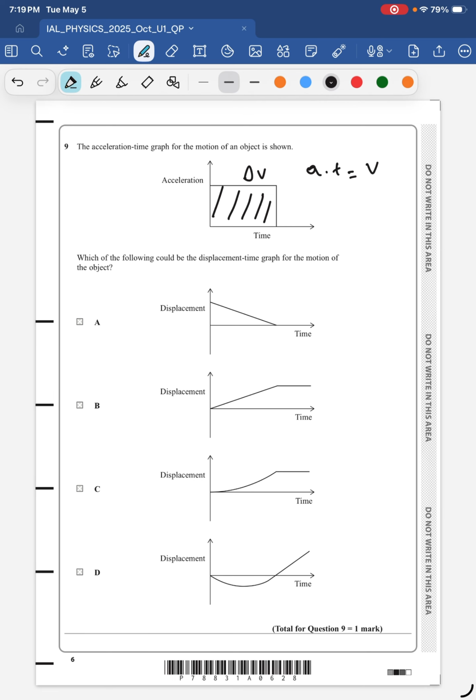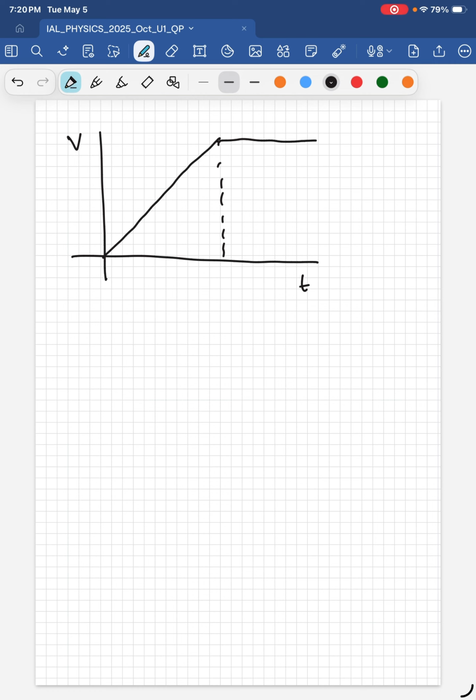I mean, this is what's implied from this graph, that the acceleration drops to 0, right? Therefore, with 0 acceleration, the object is going to continue with the same velocity, okay? So this will be the velocity time graph. And from this, we can construct a displacement time graph, okay? So the displacement time graph will begin with a parabola, right? Because we have acceleration, okay?